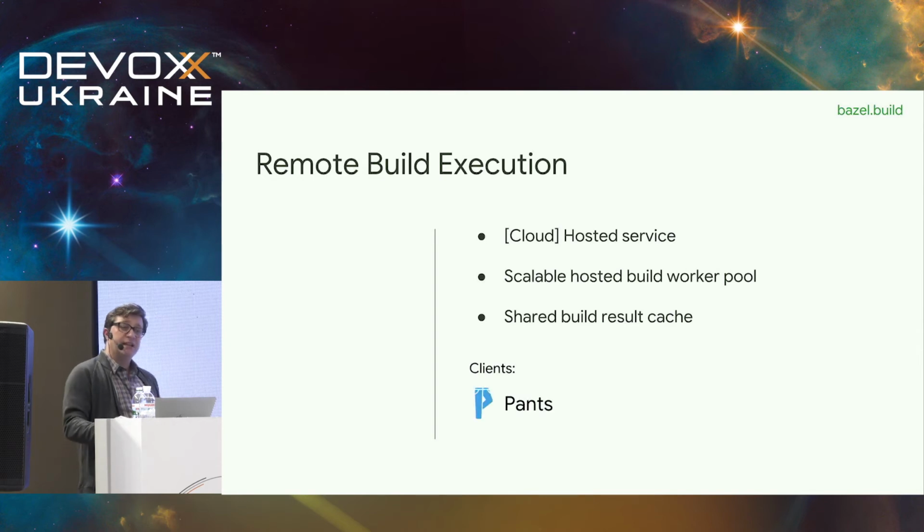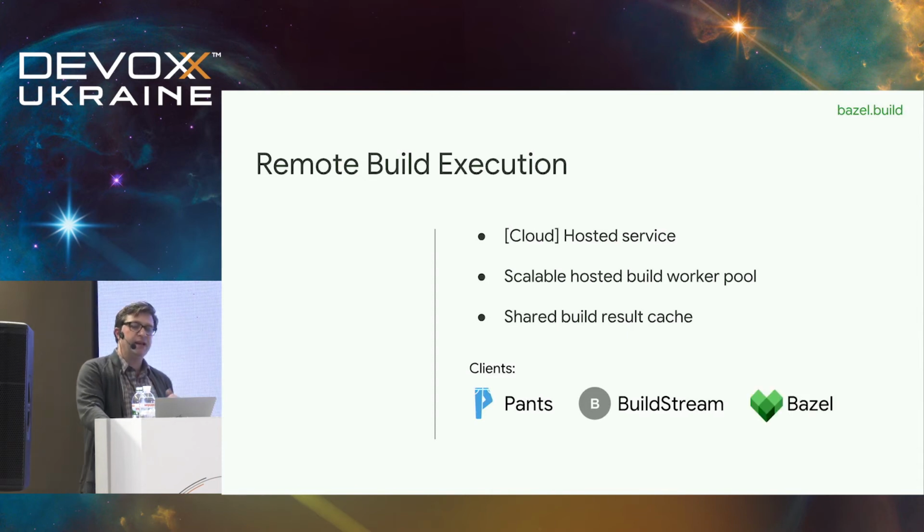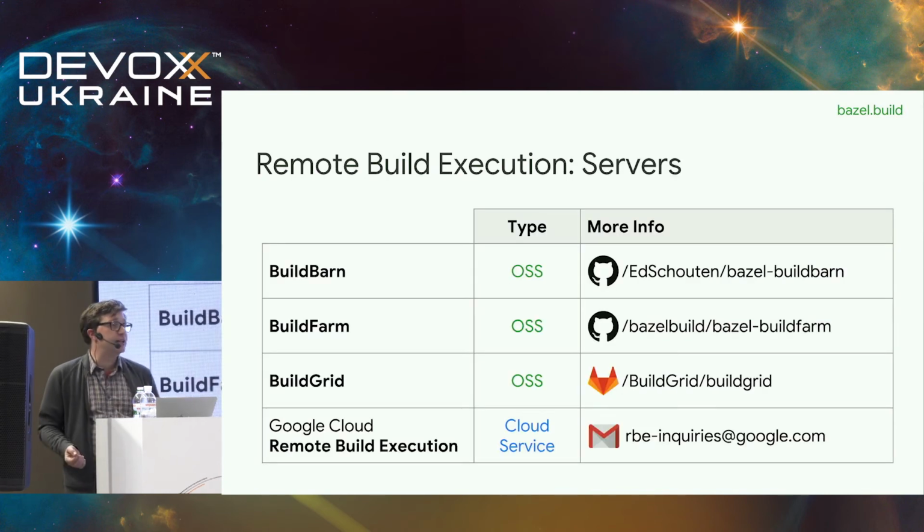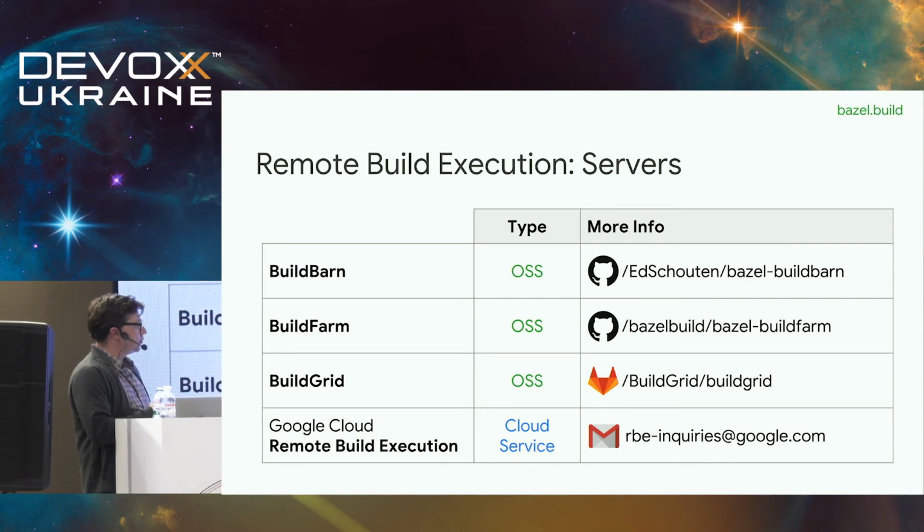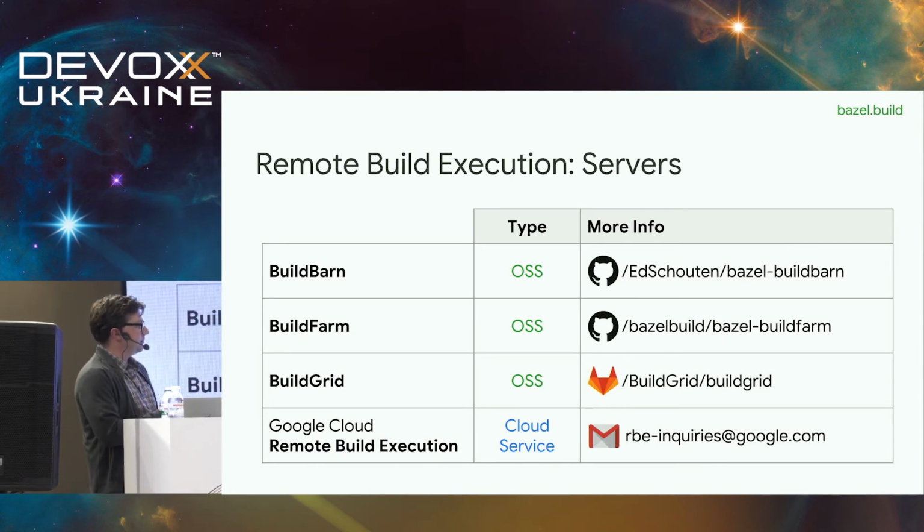There are multiple clients for this API, including Pants, that's Twitter's build system, BuildStream, which is being built by folks from ThoughtWorks and Bloomberg, and of course, Bazel. So that's on the client side, clients that can consume this API. On the server side, these are the implementations that I'm aware of. There are several open source ones you can find in these places I said.